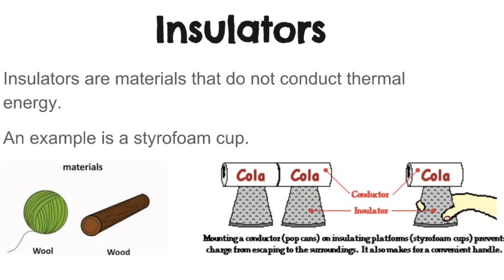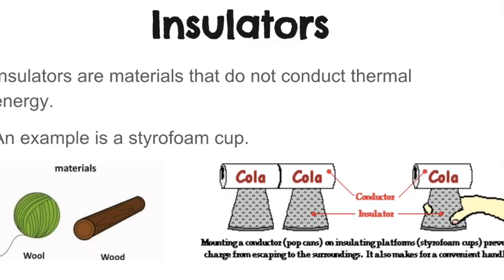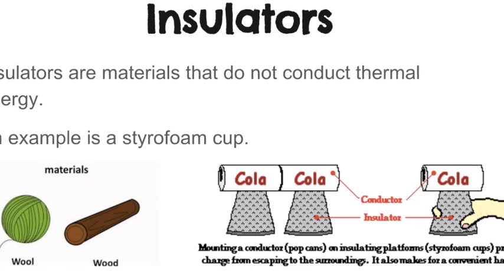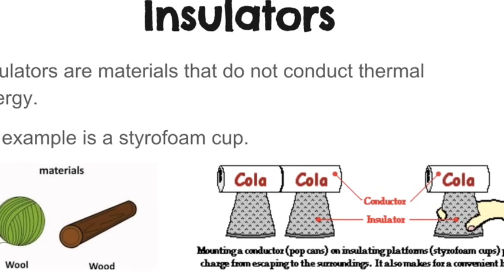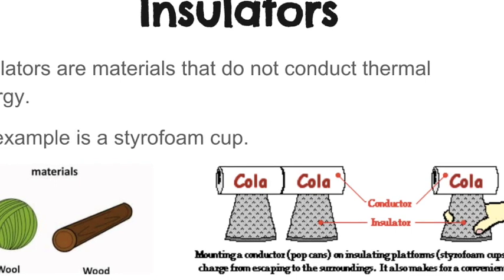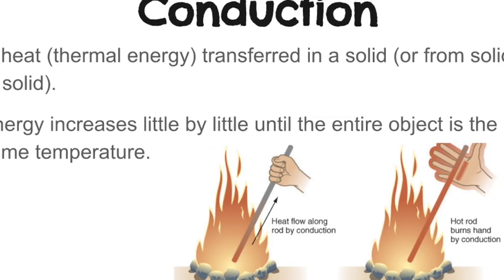Insulators are materials that do not conduct thermal energy. So an example could be the Styrofoam cup that we used in a few of our experiments recently. It can also be wool or wood or any other object that doesn't conduct heat. Now we will talk about a few ways thermal energy is transferred.